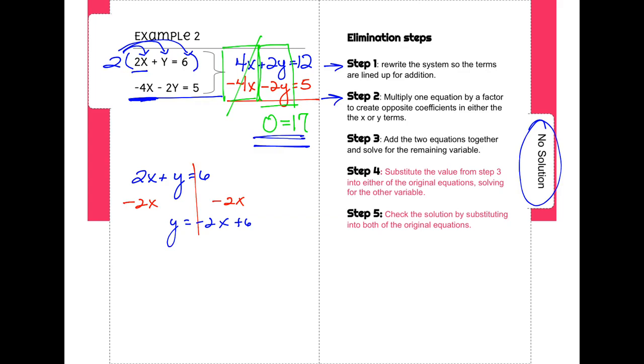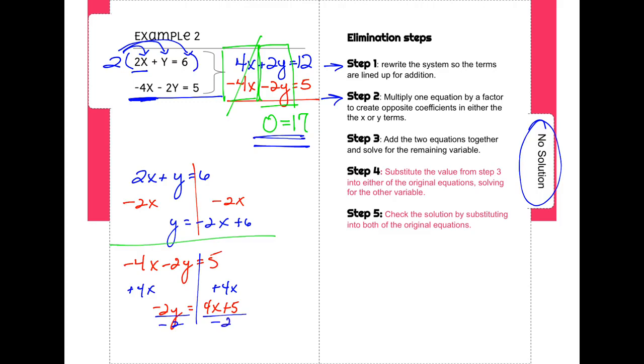Let's do the second equation. All right, that is negative 4x minus 2y equals 5. To solve for y, I'm going to add 4x to both sides. That gives me negative 2y equals 4x plus 5. And finally, divide both sides by negative 2. And that gives us y equals negative 2x minus 5 halves.